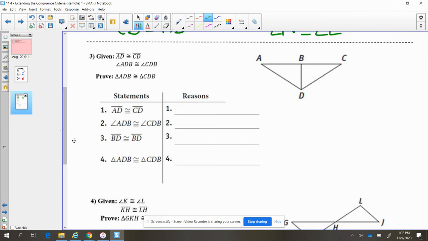Now I want to end this by reviewing some more stuff with proofs. Again, with these triangle congruence proofs, we always start by writing down our given information and marking our picture. So for this first example, we have AD is congruent to CD. I'm going to mark that in my picture and write that it was given. I was also given that angle ADB is congruent to angle CDB. So this angle is congruent to that angle. That was also given, so I'm going to write that down.